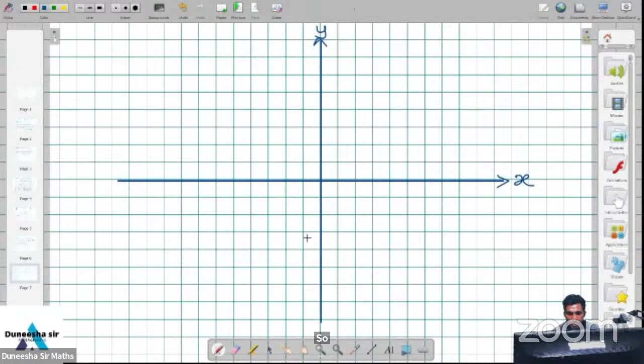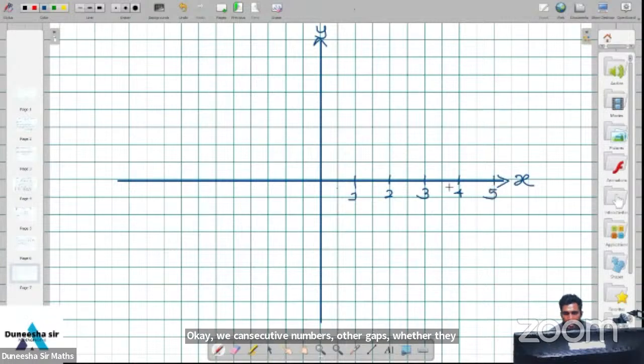Then you know the gaps should be equal at any time. Okay. The consecutive numbers අතර gaps මොකද වෙන්න ඕනේ? Should be equal. Then 5, then -1, -2, -3, -4, -5, likewise.